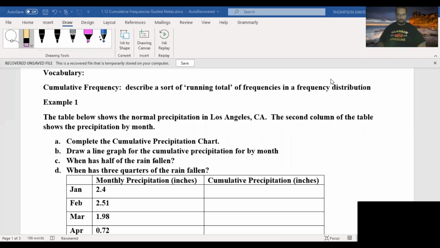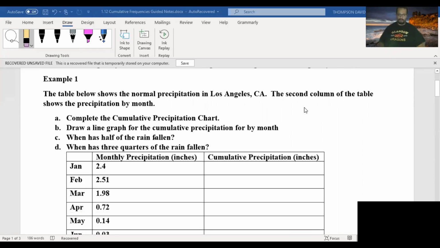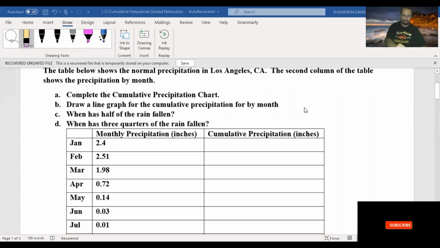Example 1. The table below shows the normal precipitation in Los Angeles, California. The second column of the table shows the precipitation by month. Part A, complete the cumulative precipitation chart. So remember, cumulative means running totals.